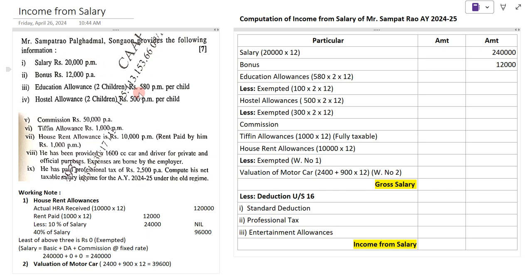Now how much is exempted? Exemption is only 100 rupees per child. So in education allowances write 580 into 2. Why 2? Because Mr. Sampath Rao is having two children, and this 580 is for per month, that's why multiplied by 12. So 580 into 2 into 12, the total we get is 13,920.